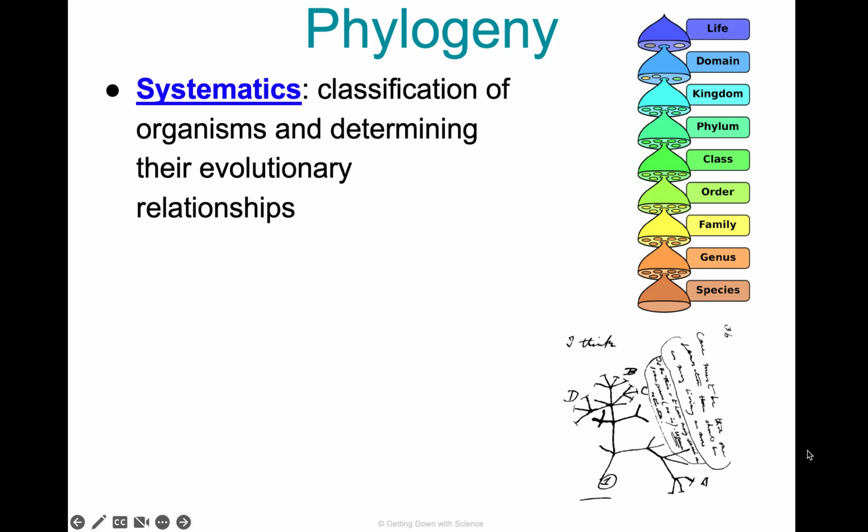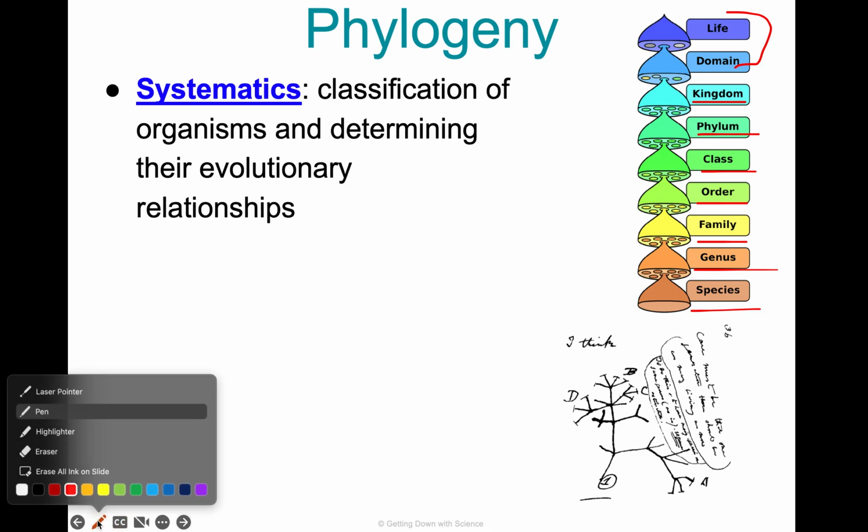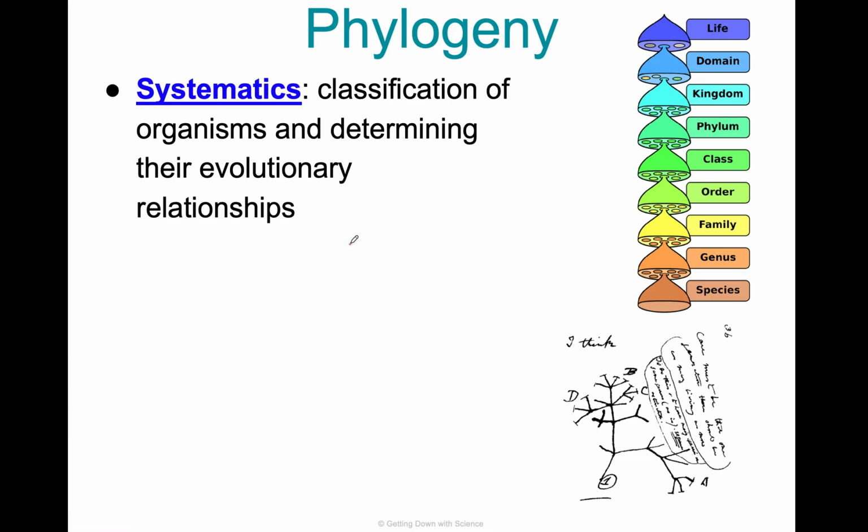Fantastic. So, phylogeny. Phylogeny is essentially a classification of organisms and determining their evolutionary relationship. I'm sure back in ninth grade, you guys talked about something like King Philip came over from green spaces. Now we have two up top here, life and domain. And systematics is the word that we use to talk about the classification of organisms, determining their evolutionary relationship.